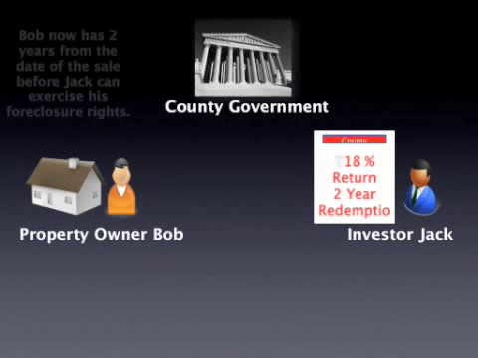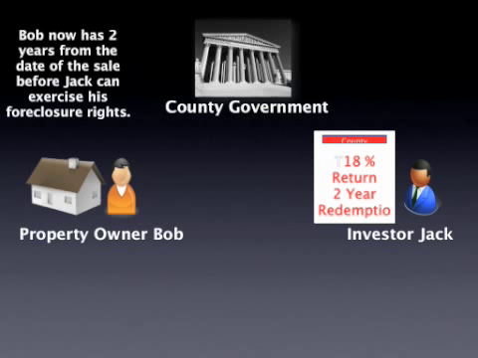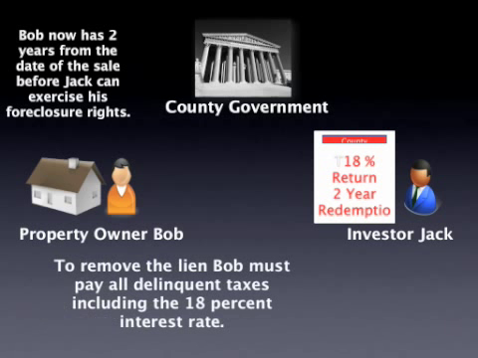At this point, the property owner has 2 years from the date of the sale before the investor can initiate or begin to exercise his foreclosure rights. That lien, because it's been placed against that property, actually has the power and the ability to give the holder of the lien foreclosure rights. So it's just like any other loan. If Bob does not comply with the 2-year redemption period and doesn't pay that back in time, he could actually lose the property as a result of it.